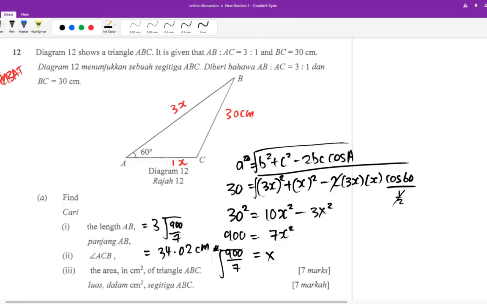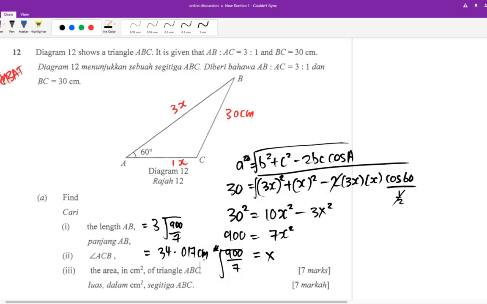So the answer is 34.017. Yeah, if 3 decimal places, it will be the same as the marking scheme, 34.017 cm, because I left it at 2 decimal places.